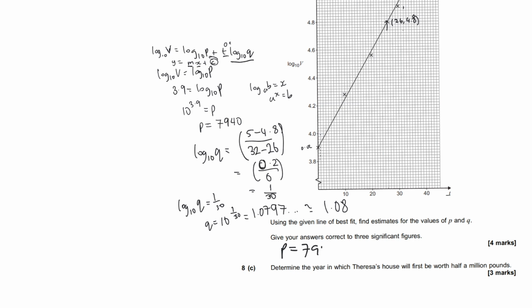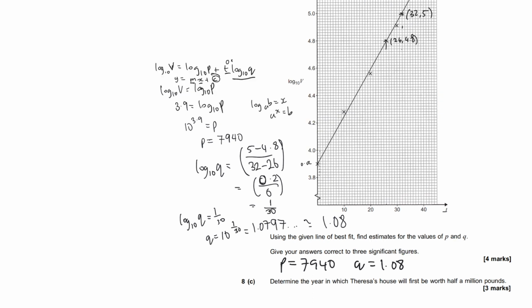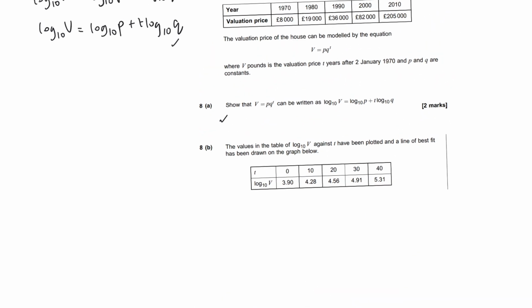Okay, so for our p it was 7940. For our q it's 1.08. Then it says part c, determine the year in which Teresa's house will be worth £500,000. So in regards to that, if we quickly scroll up, our p and q are constants. Okay, so p and q are constants, but it does say V is equal to the price value in pounds, and then you've got P Q^T.